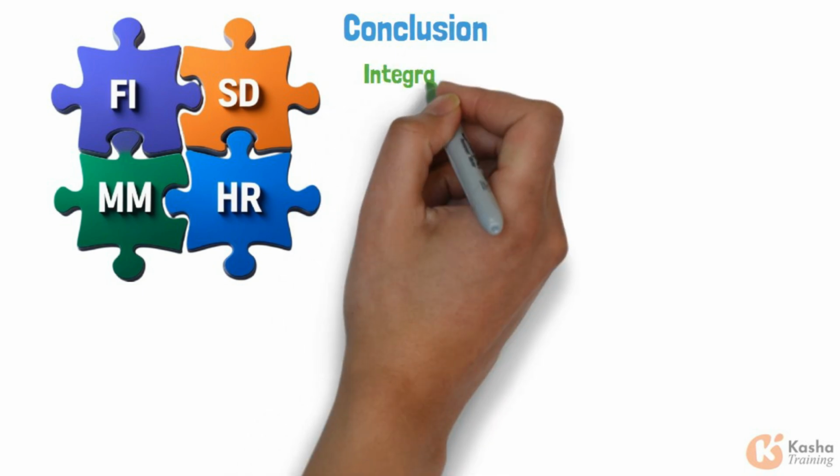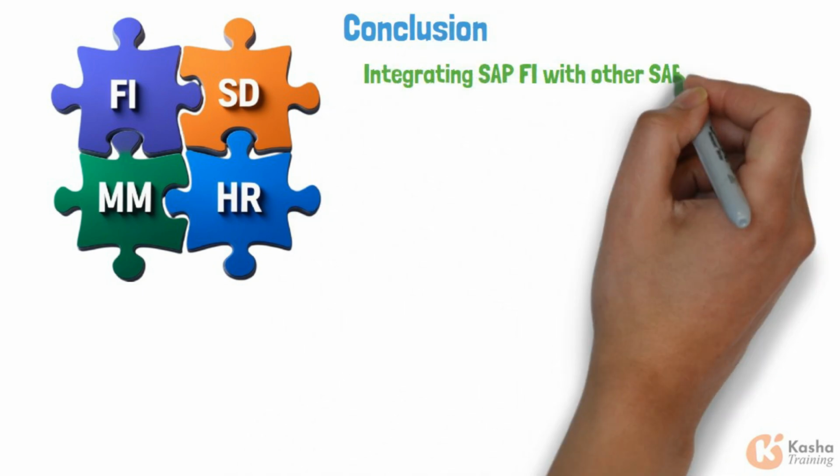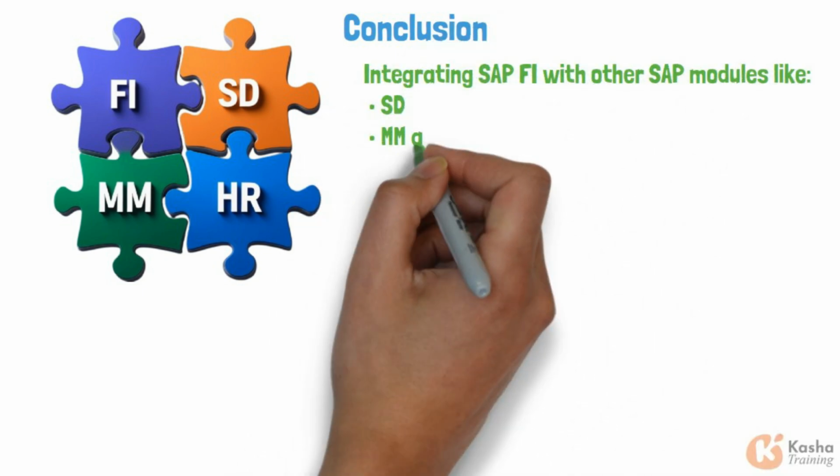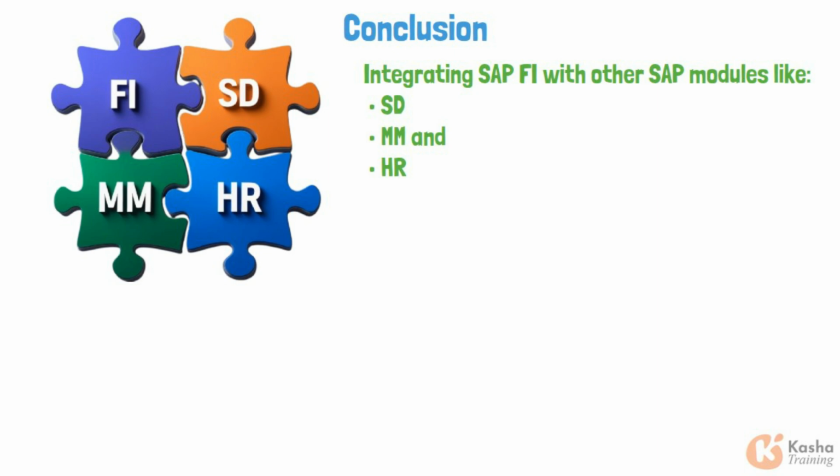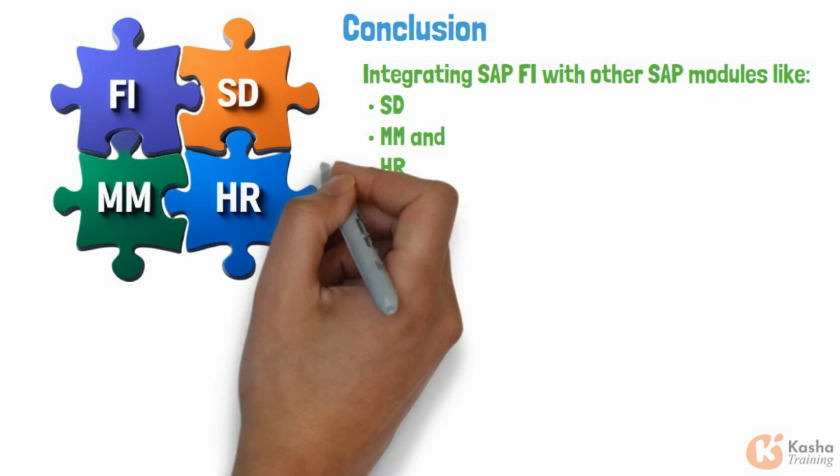Conclusion. Integrating SAP FI with other SAP modules like SD, MM, and HR is essential for achieving a cohesive ERP system that enhances operational efficiency and accuracy. By understanding these integrations, organizations can leverage their SAP systems to make informed decisions and improve overall performance.